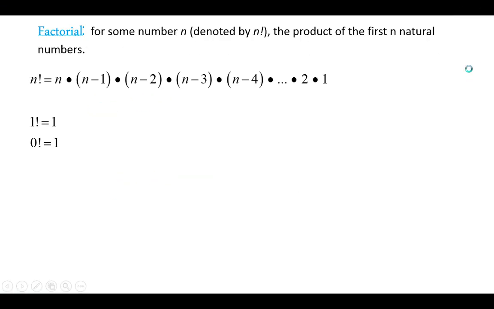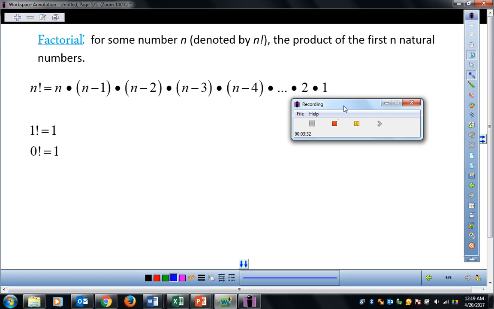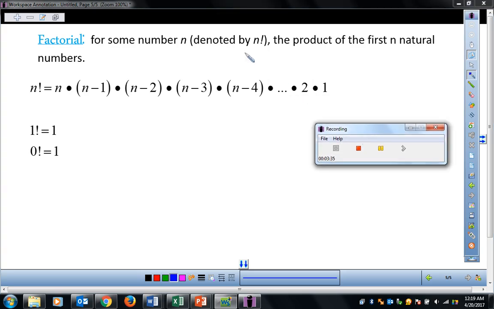Something factorial. So factorial is where you're going to take some number, n. So n factorial is denoted by that exclamation point. It's the product of the first n natural numbers. What that means, if I have n factorial, it's going to be n times n minus 1 times n minus 2 times n minus 3, all the way down until I get to times 2 times 1.